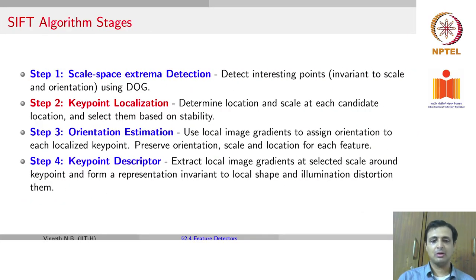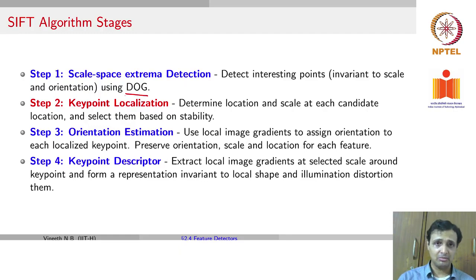That's your first step. So we detect interesting points invariant to scale and orientation to a certain extent using DoG, or difference of Gaussians. Remember again, the difference of Gaussians is an approximation of a Laplacian of Gaussian.